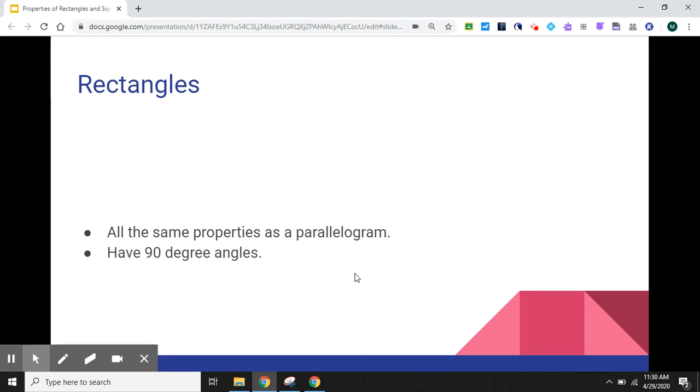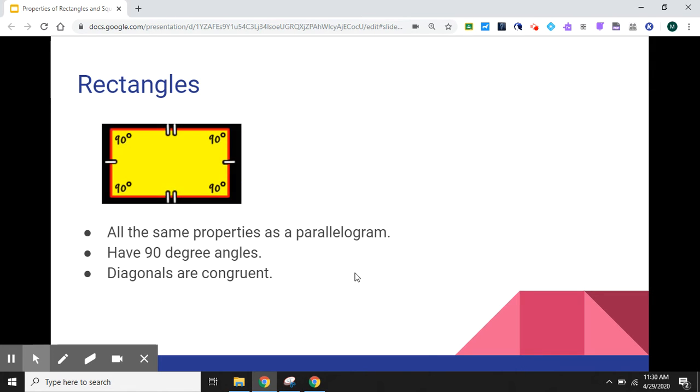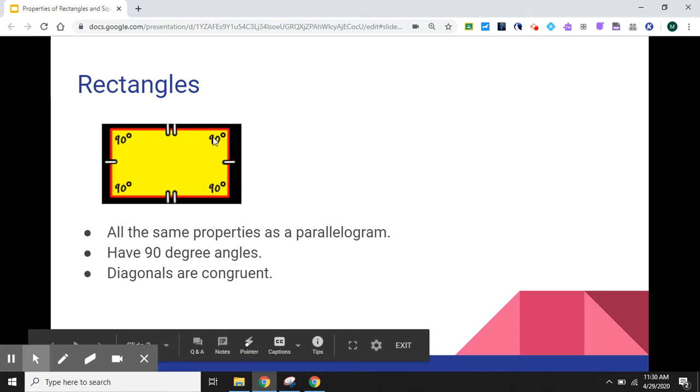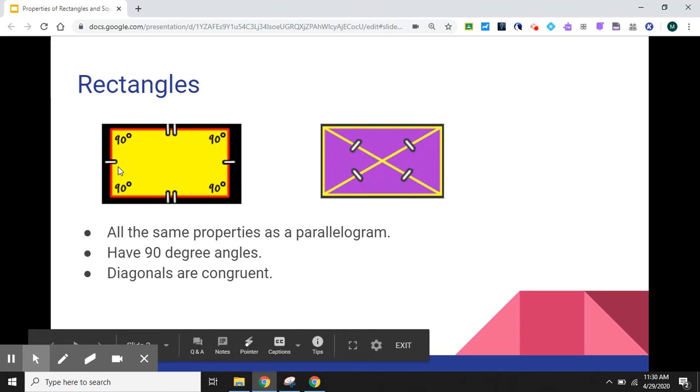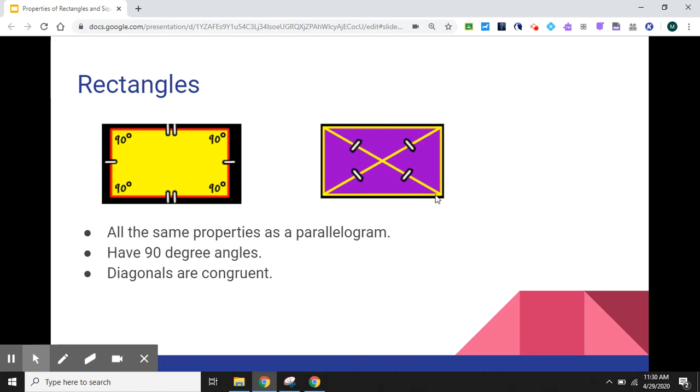Now we're going to add to that the fact that rectangles do have 90-degree angles and your diagonals are congruent. So here we've got our 90-degree angles there and the diagonals are congruent. And since they bisect each other, we also get the parts of the diagonals to be congruent to each other as well.